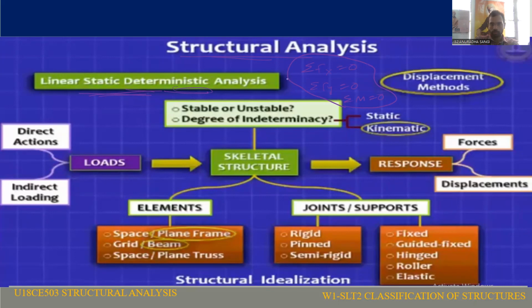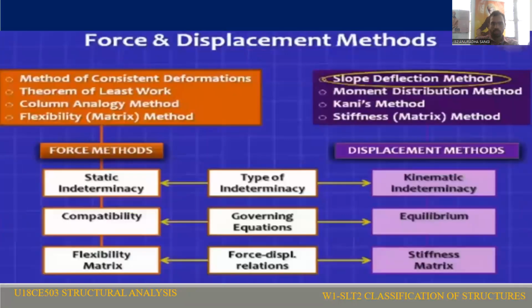But it is not possible to analyze indeterminate structures by using these static equilibrium equations alone. Along with these static equilibrium equations, we require additional compatibility conditions for analyzing the structures. So for analyzing indeterminate structures, we have two different methods of approach, that is the force method of approach and the displacement method of approach. In the force method of approach, the basic unknowns are the unknown forces. Coming to the displacement approach, the basic unknowns are the unknown displacements, the slopes and the deflections.